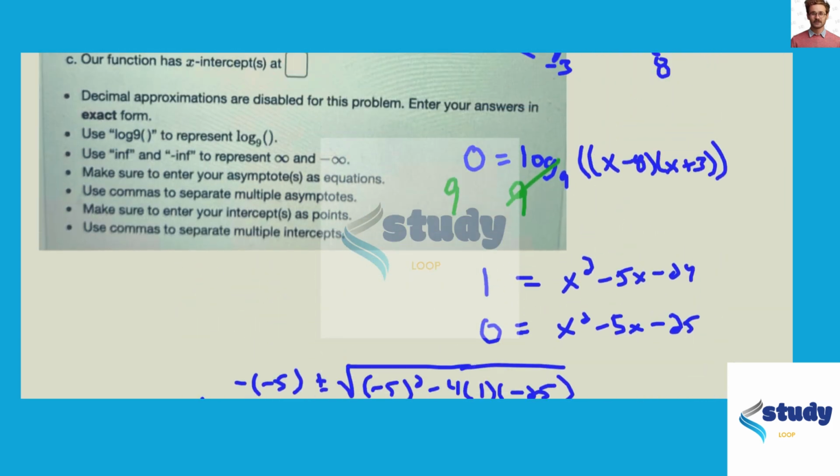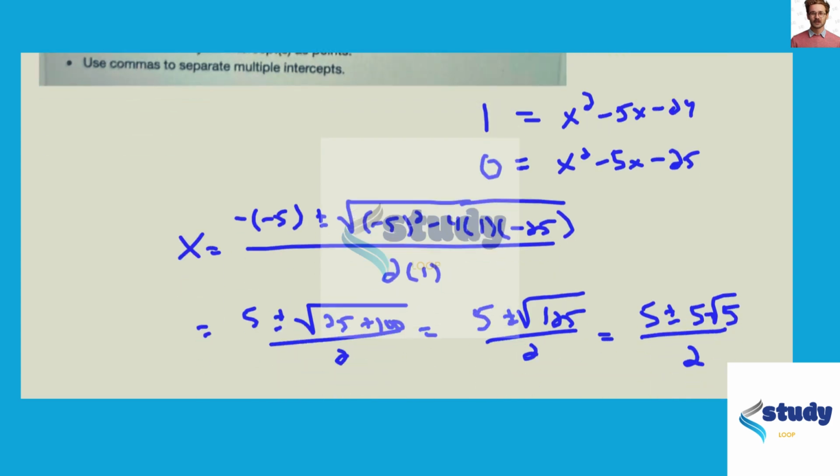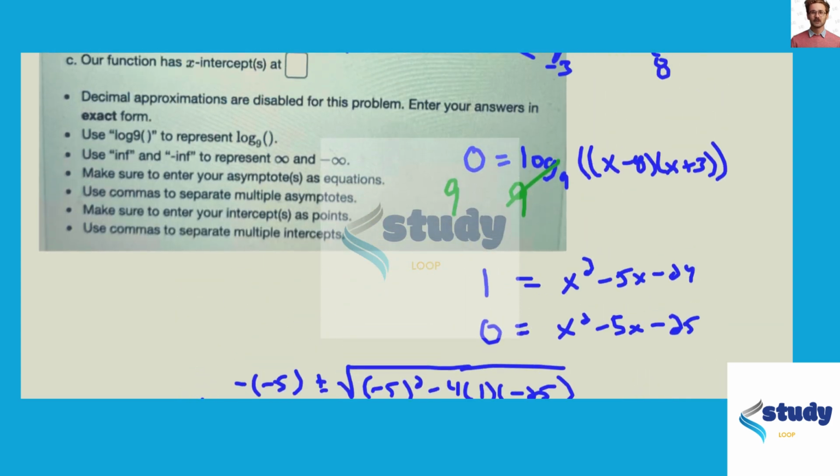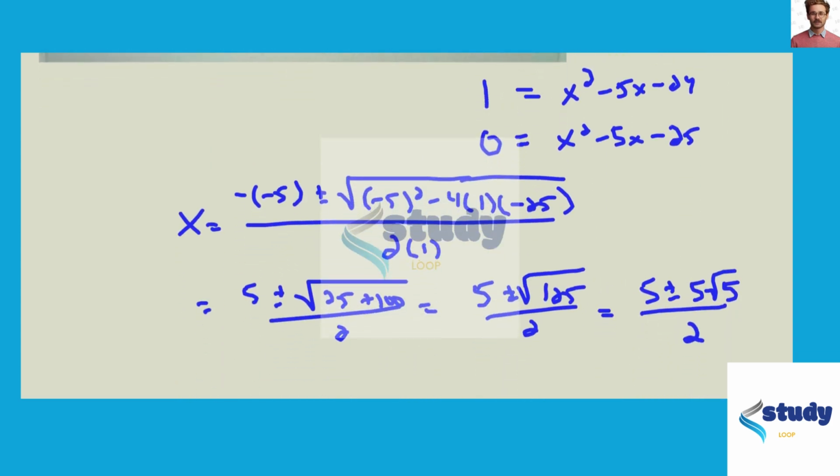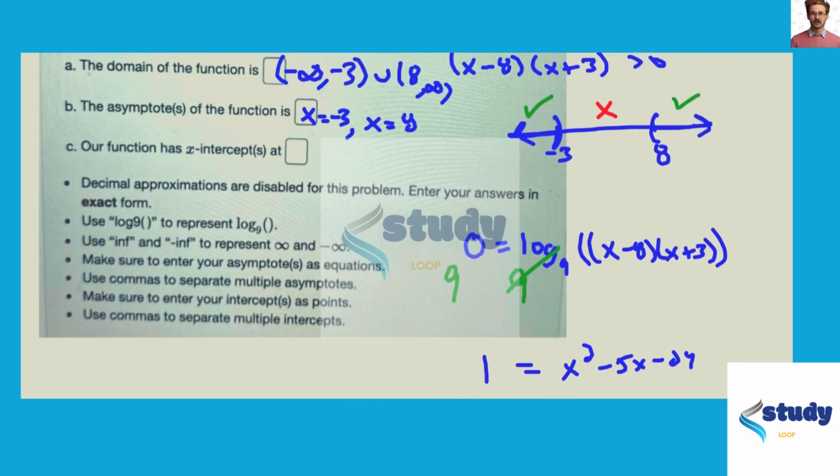For the intercepts then, not sure the best way for you to input these, but it would be at 5 plus 5 square root 5 over 2. We're entering these as points, so it'd be 5 plus 5 square root 5 over 2, comma 0, and 5 minus 5 square root 5 all over 2, comma 0.